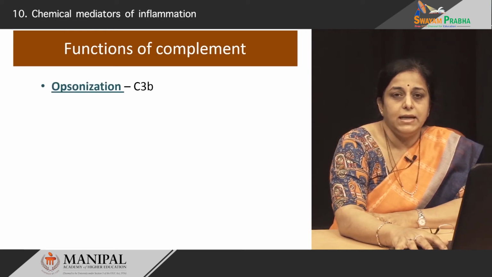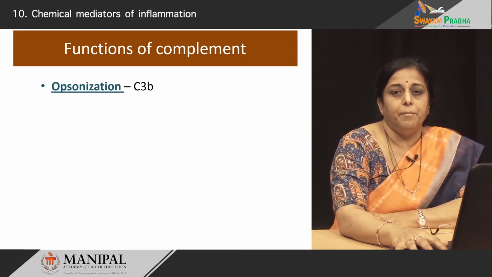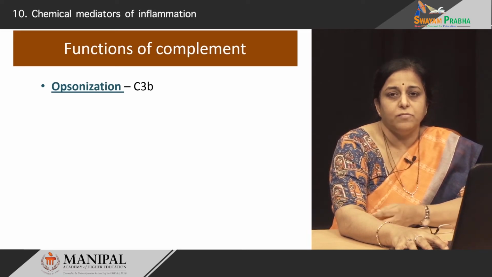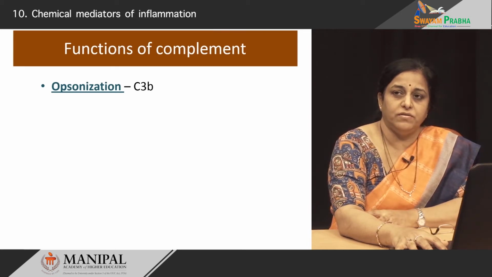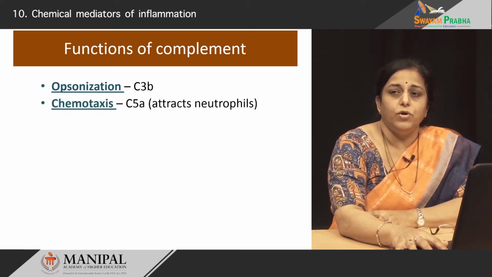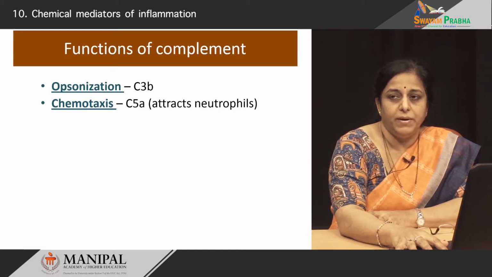Number one, C3B acts as an opsonin. We learnt in the previous class that for bacteria to be recognized by the phagocytes, they need to be coated by substances called opsonins. And some of the known opsonins are the complement component C3B. Chemotaxis: the C5A that is generated during the complement cascade is a potent chemotactic agent. It attracts neutrophils.